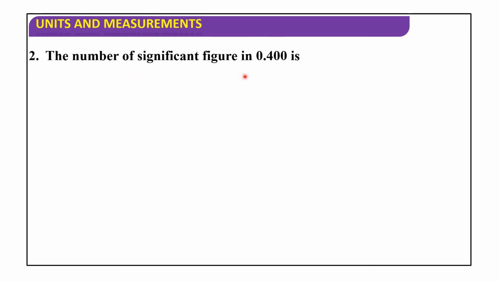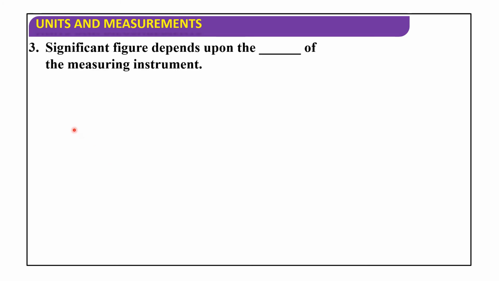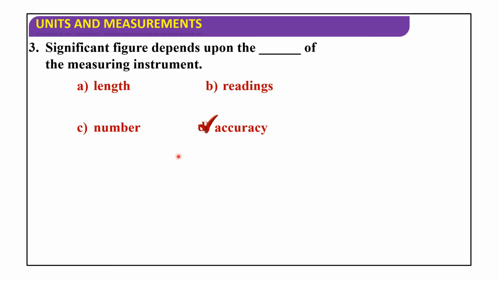Okay. Next, the number of significant figures in 0.400 is: option A 1, B 2, C 3, D 4. So in this number the significant figures are 3. Okay. Third one: significant figures depend upon the accuracy of the measuring instrument. So significant figures depend upon the accuracy of the measuring instrument. Option D is correct.